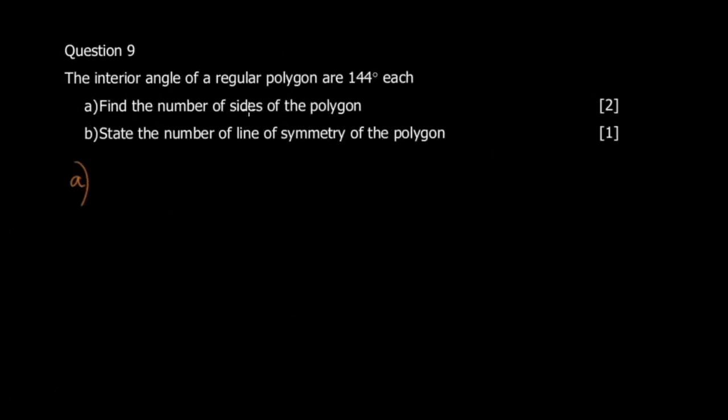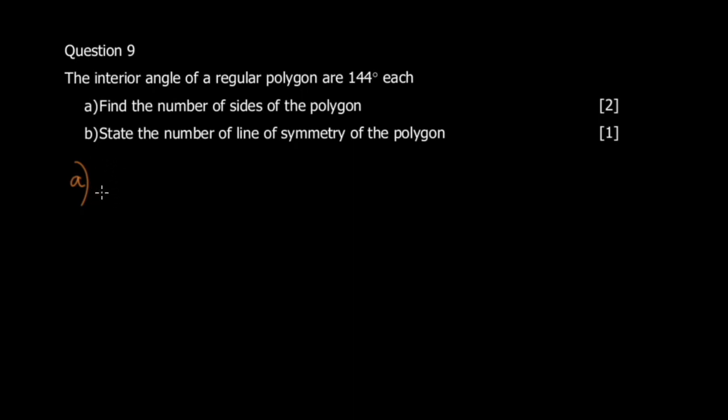So find the number of sides of the polygon. The interior angle of a regular polygon is 144 degrees each. Each interior angle is 144 degrees, and you're asked to find the number of sides of the polygon. So there are two ways to go about it. I'm just going to quickly run through both methods.